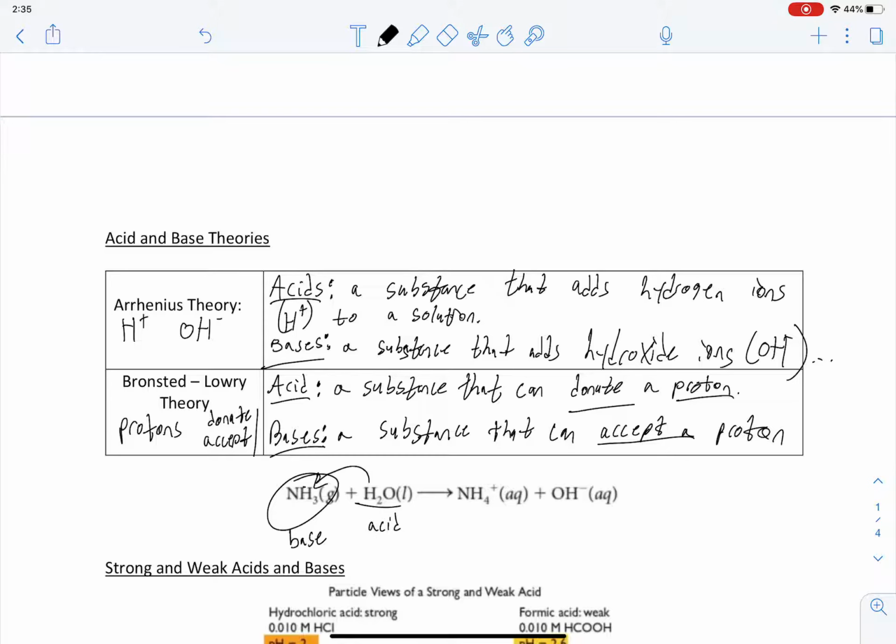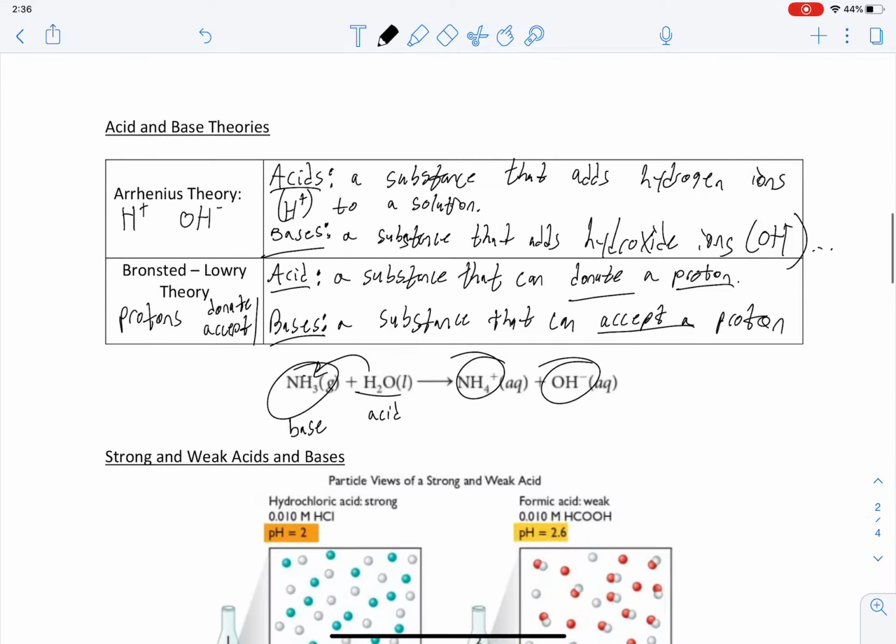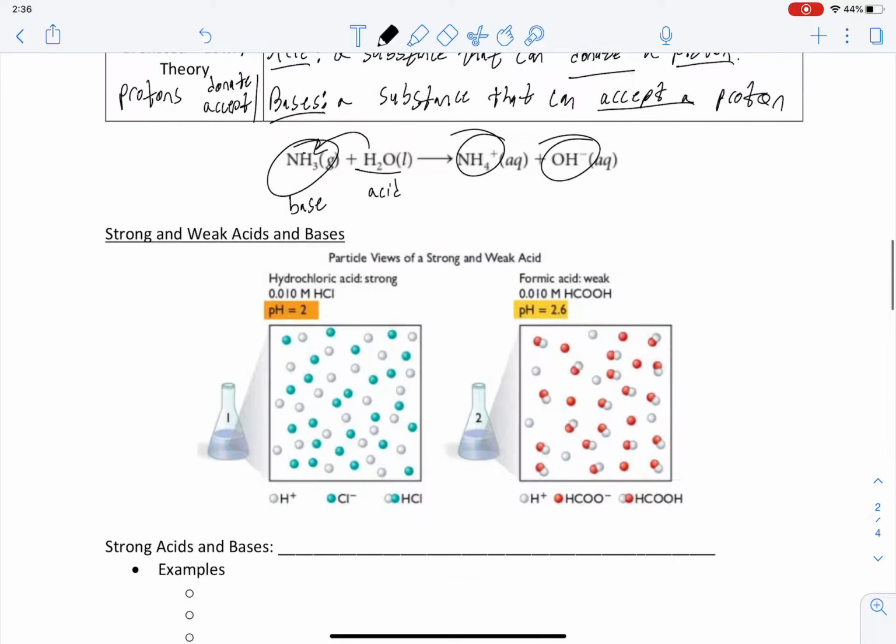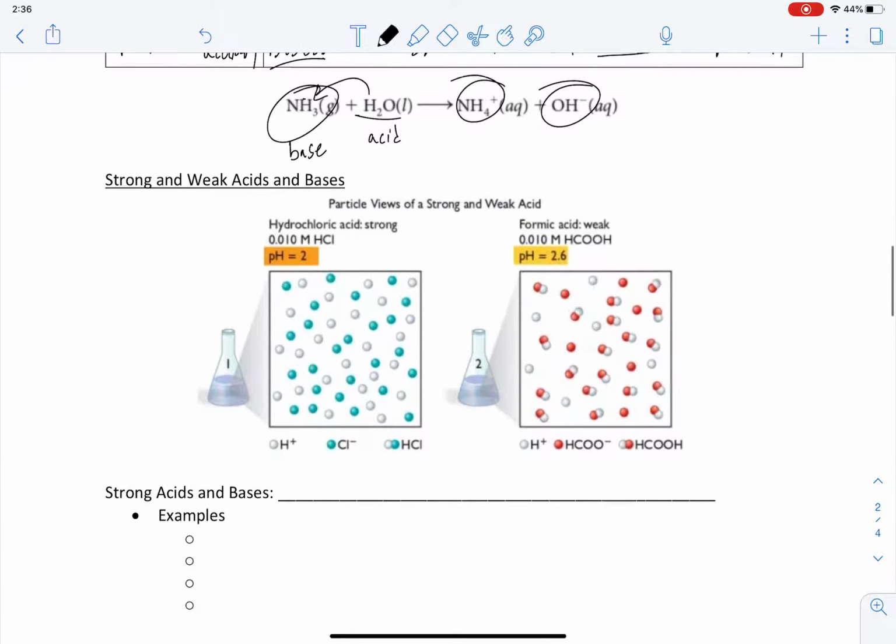We'll see also how water can be both an acid and a base, depending on what substance is in that aqueous solution. So in this case, water is an acid, and then we can see that we have a cation, the ammonium form, as well as a hydroxide ion. And that kind of leads us to this idea of strong and weak acids and bases.